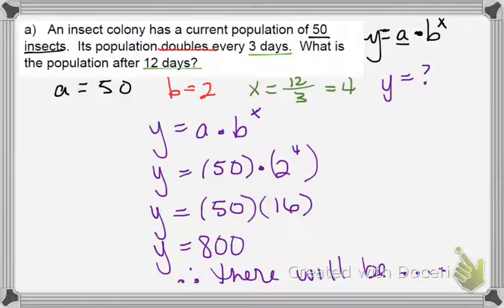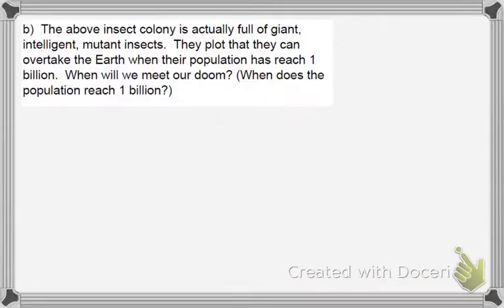So that's a pretty straightforward question. You'll probably see a question like this that just tests basic knowledge of how to pick something out from a question and plug it into the formula. Now this one's a little more difficult, because it deals with solving for an exponent. This insect colony is actually full of giant mutant intelligent insects. They plot that they can overtake the Earth when their population has reached 1 billion. When will we meet our doom? In other words, when does the population actually reach 1 billion?